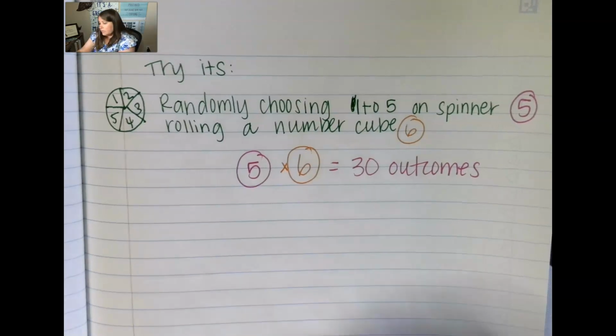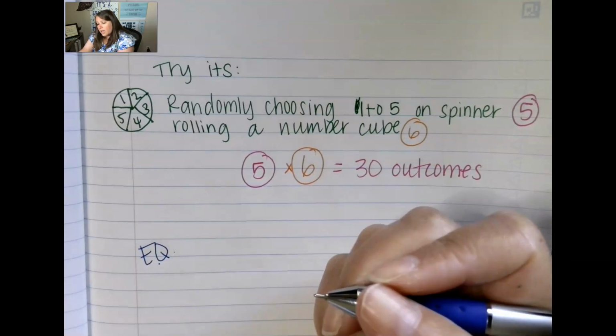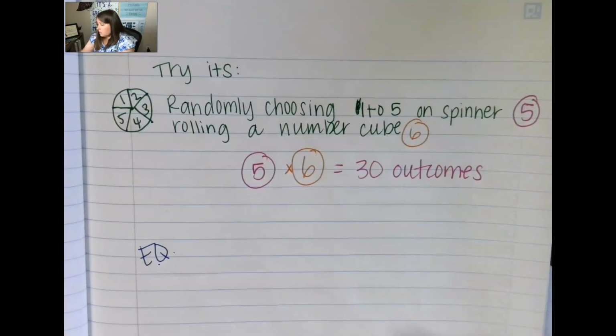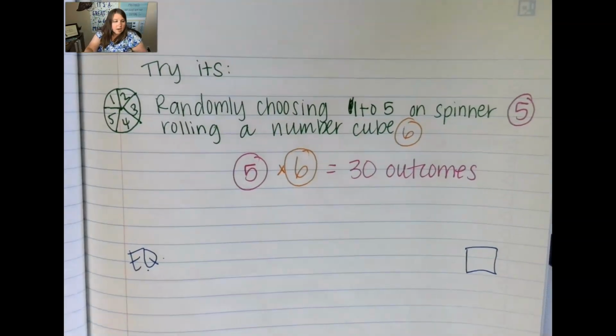All right, go ahead and answer your essential question now. How do we use the fundamental counting principle? And then go ahead and put your level of understanding out to the side. Where are you at? How are you feeling? And then when you are ready, you can come on back to Google Meet and ask for help, or you can go and do your practice work.